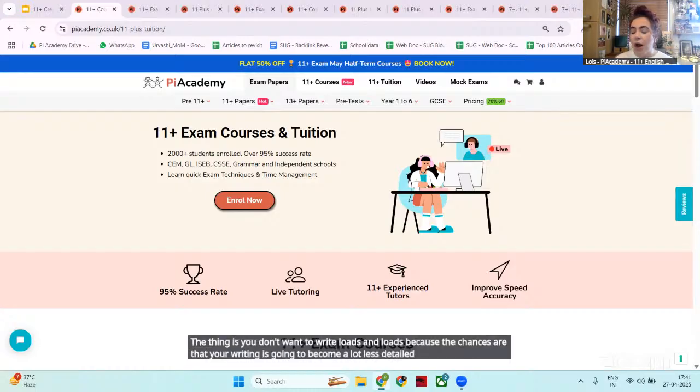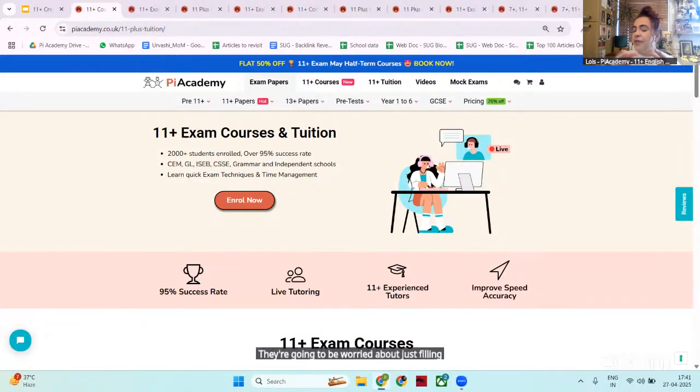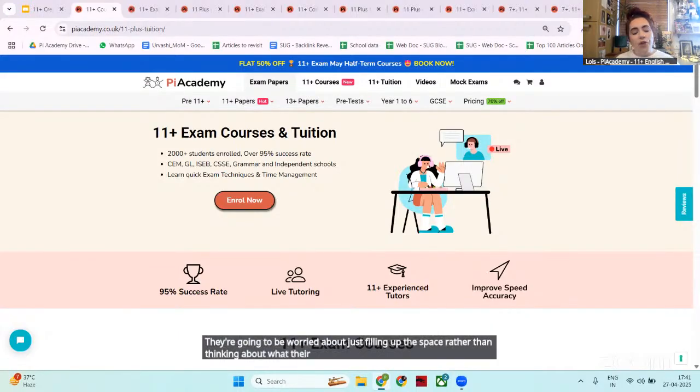So don't encourage students to write like 3 pages because they're going to be worried about just filling up the space rather than thinking about what their sentences include. So I suggest 3 good paragraphs of 6 or 7 sentences each, in which each paragraph includes various techniques. Make sure that you're highlighting to practice, notice how many techniques you're using.